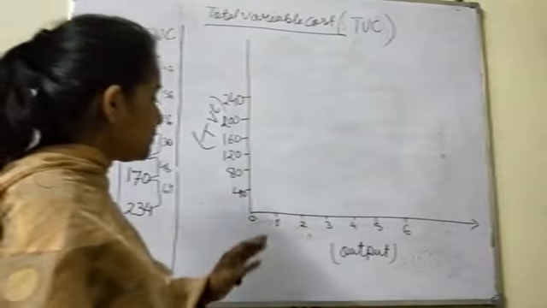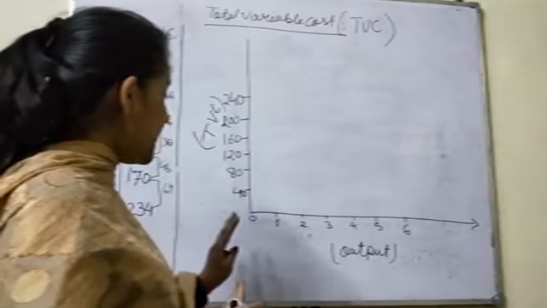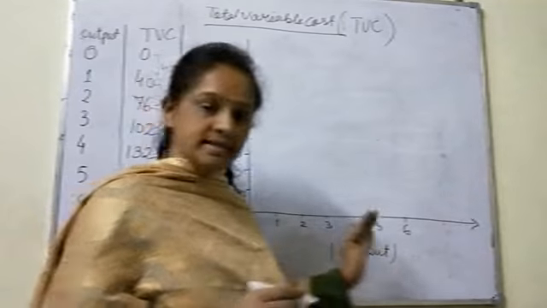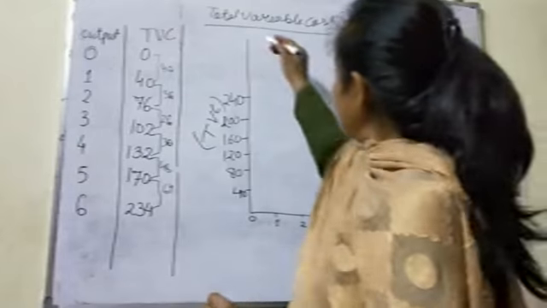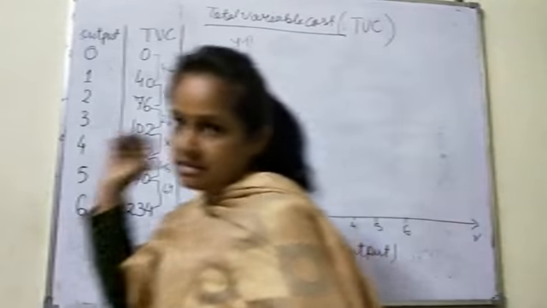Now see all of you, we will show the output on x-axis, okay, and we'll show the TVC on y-axis. Is it clear to all of you?